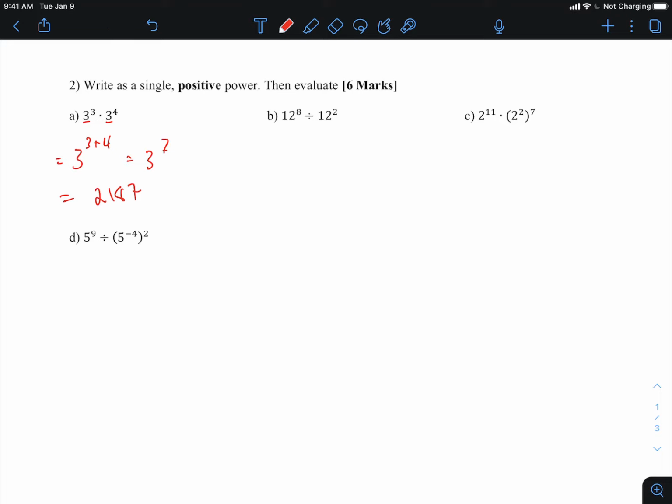Okay, this is a nice one. Bases match. The first thing you're always checking is that the bases match. In this case, the base is 12. So we're going to get 12 to the 8 minus 2 because it's a division, so we subtract the exponents. We're going to get 12 to the 6, which is going to be a relatively big number, which is okay. Don't be scared of big numbers. Oh boy, that is a big one.